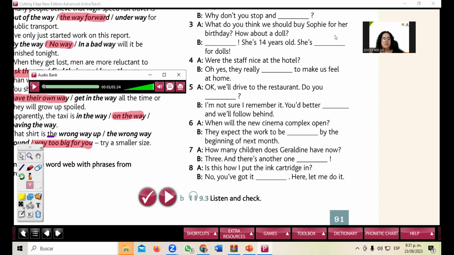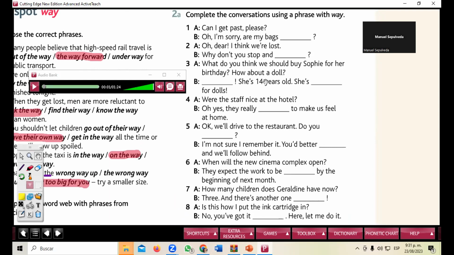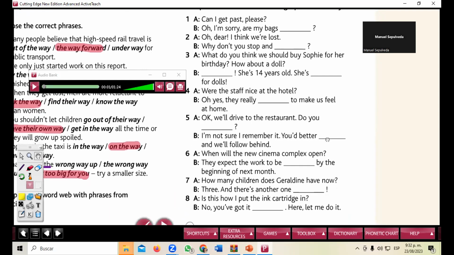Yes, Manuel. Sorry, teacher, I wanted to ask, I have a little confusion. Is there any difference between on the way and underway? Okay, so on the way is en camino. It is used for when you are having a baby. So the baby is on the way. El bebé está en camino. Or I am on my way to school. Estoy en camino a la escuela. Right? Underway is something in progress.